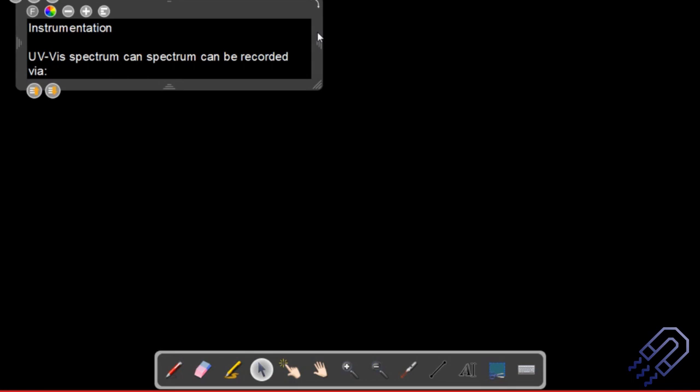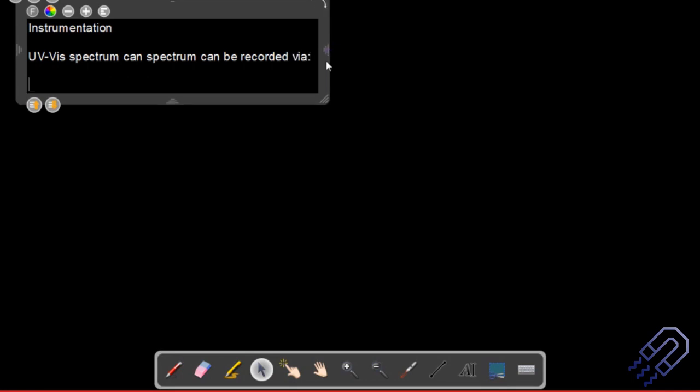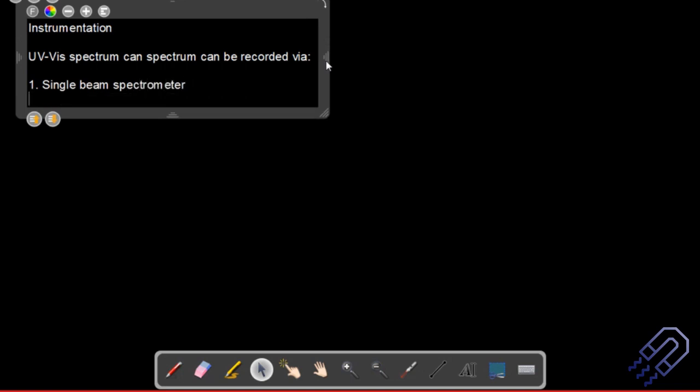So let's see what devices we can actually use to record them. There are three kinds of devices. Let me list them one by one. Number one is called a single beam spectrometer. And then there is also a double beam spectrometer. Just a small fact: the double beam spectrometer is more popular.